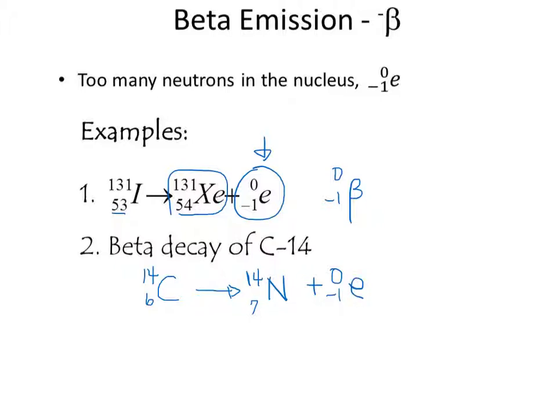an electron. Now, I can also write this as, remember, it doesn't really matter which order I write this. I could have written it as 0 -1 e, the beta particle, plus the 14, 7 nitrogen. Just as long as both of them are in the chemical equation, then you are good. They're both accepted.